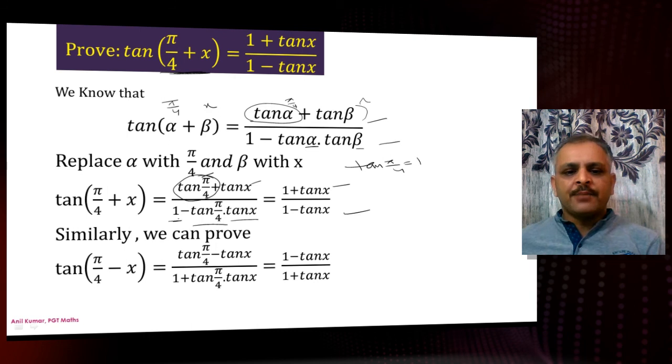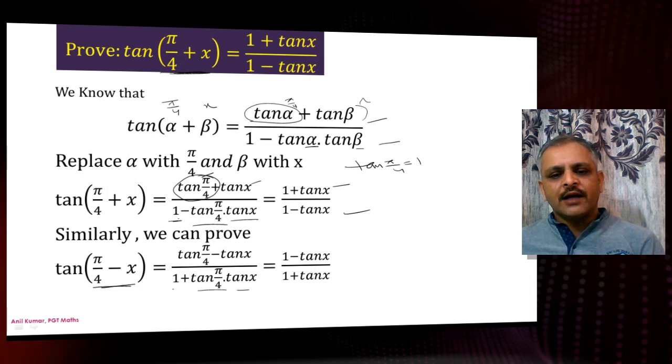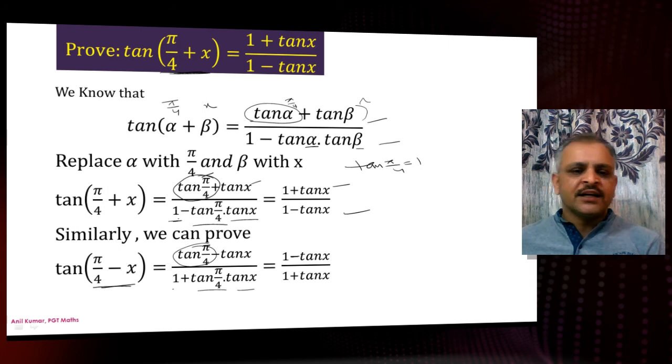Similarly, we can prove tan(pi by 4 minus x). Tan alpha minus tan beta over 1 plus tan alpha tan beta, and tan pi by 4 is 1. If we have a negative sign, then the numerator will bear the negative sign. If we have the positive sign, then the numerator will bear the positive sign. So these are very important results.